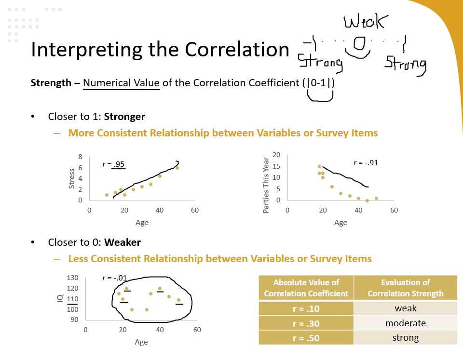-0.10 or +0.10, weak, near -0.30 or +0.30, moderate, and any correlation around -0.50 or +0.50 is considered strong. So again, the closer to 0, the weaker. The further away you get from 0, the stronger, and you're never going to have a correlation that exceeds 1 or is less than -1.